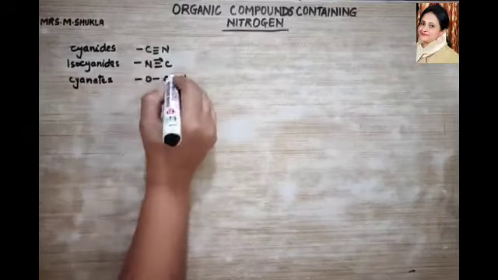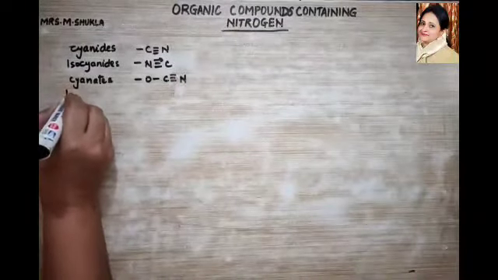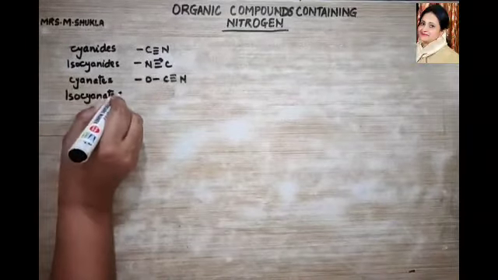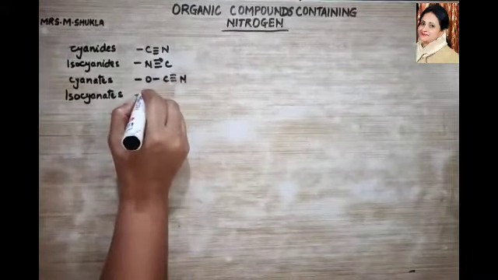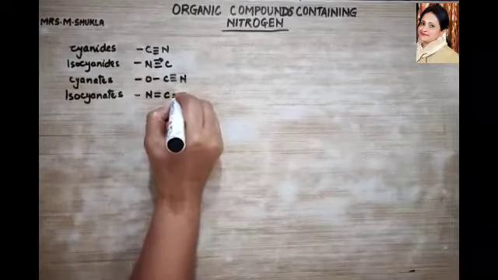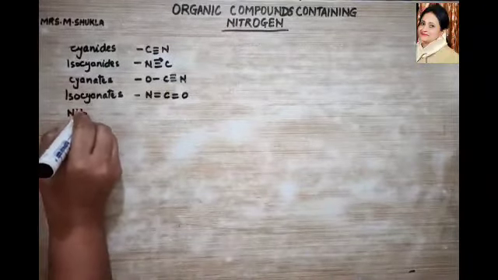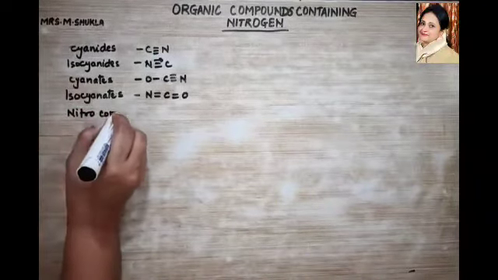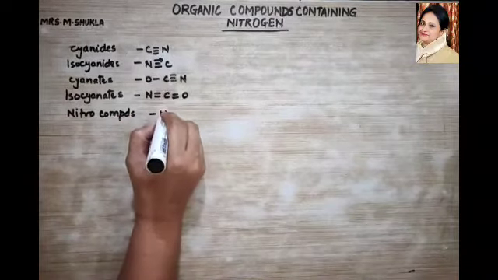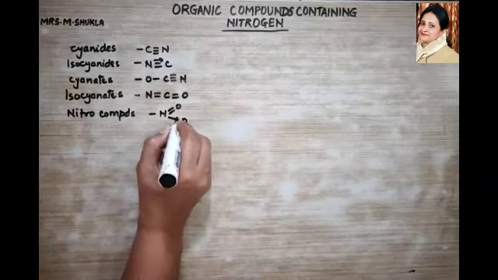I hope this is clear. This is a triple bond. Okay, then isocyanates. How do we write isocyanates? Isocyanates are written like this: N double bond C double bond O. Okay, nitro compounds. How are nitro compounds written? Nitro compounds are written like this: N double bond O and O.